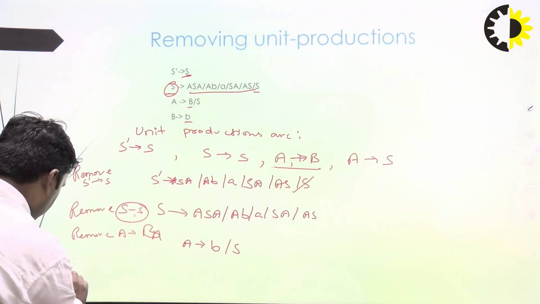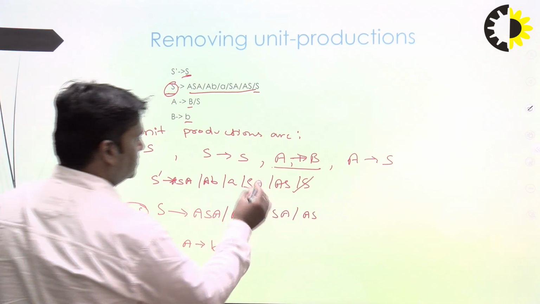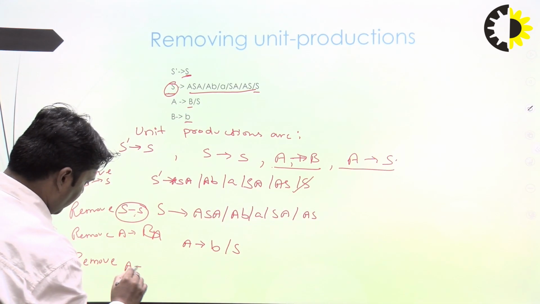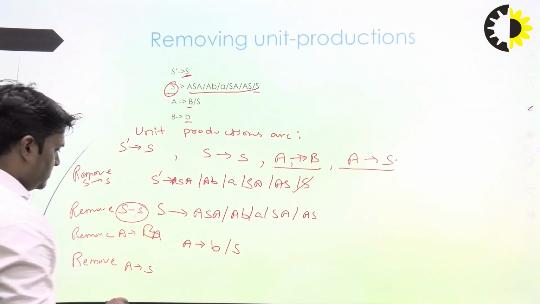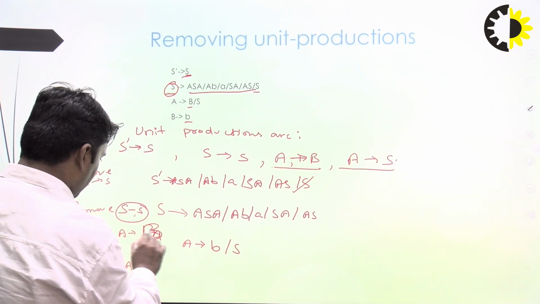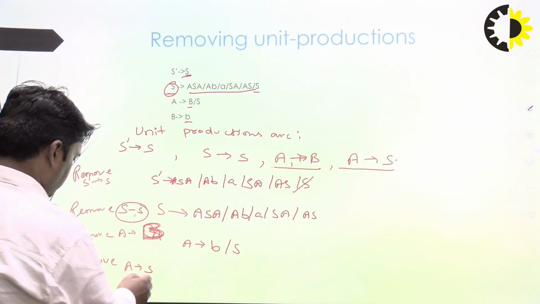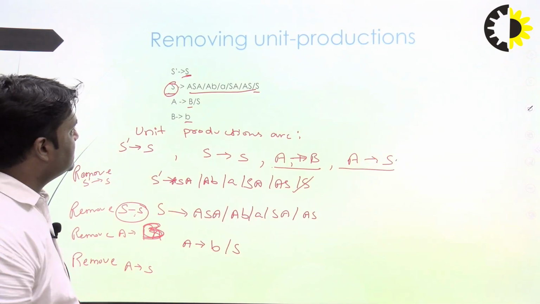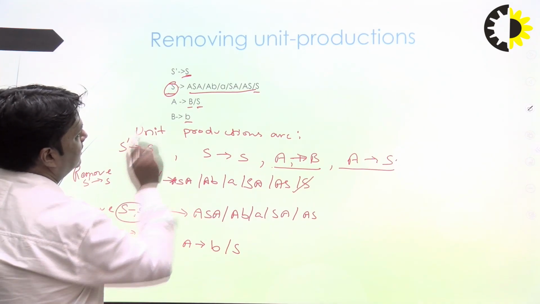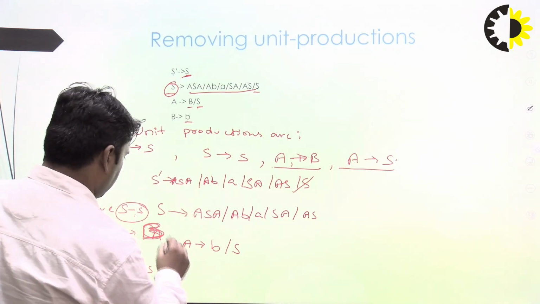Next, remove. The next unit production is A implies S. This is written here. A implies B was the third unit production that we removed. The fourth one is A implies S. We put the value of S here, then the production A implies S will be removed.